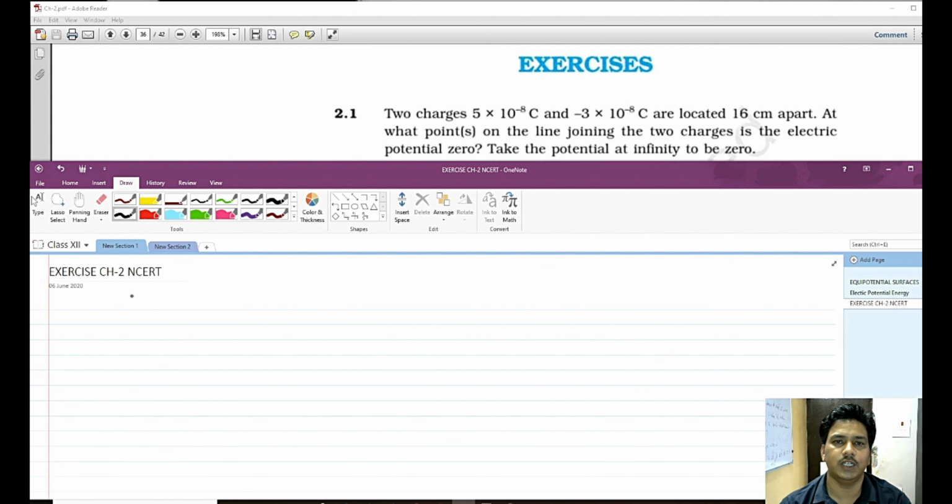Today we are going to discuss the NCERT exercise of chapter 2, class 12 physics. So the first question is question number 2.1.